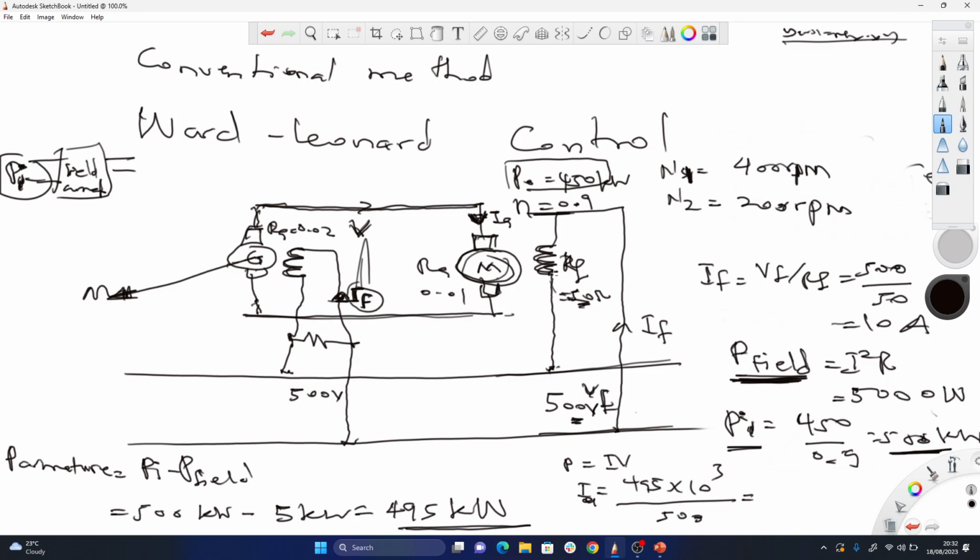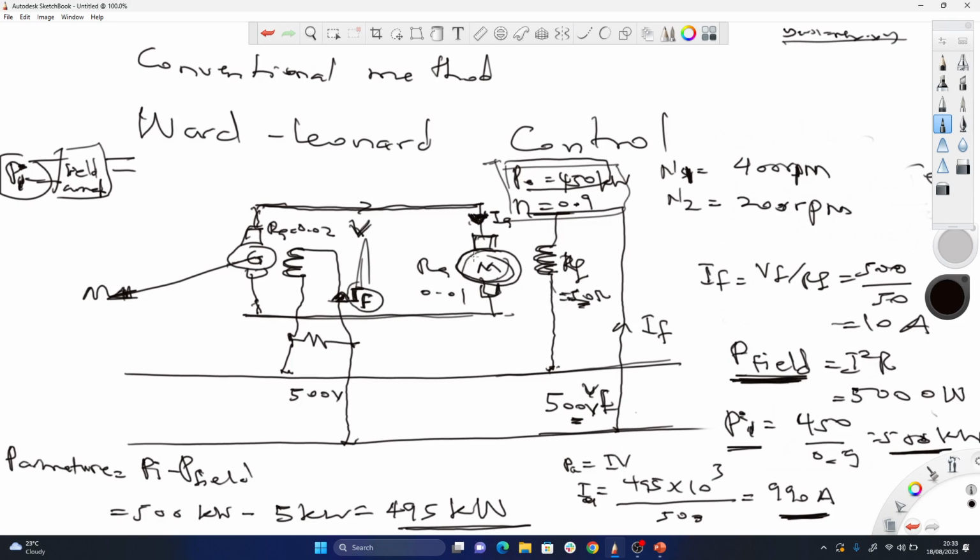So first I found the total power, subtracted the field power to get the power of the armature. Once I know PA, IA is armature power over voltage supplied. So that'll give me the IA. So let's count and see. So we are doing what? 495,000 divided by 500. 990 amps. I have the current that's going through the armature.